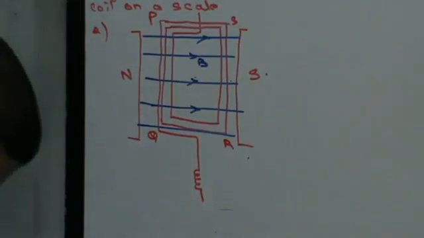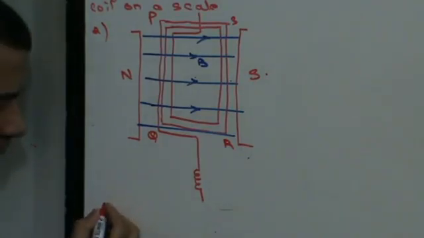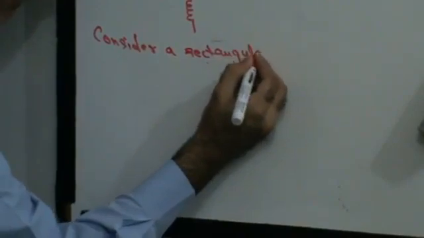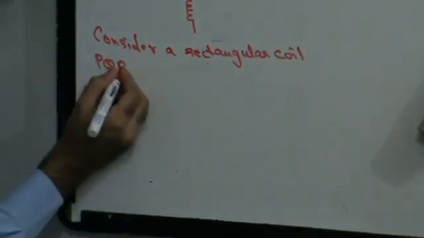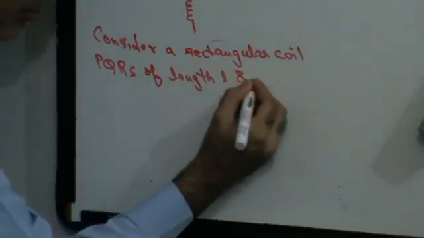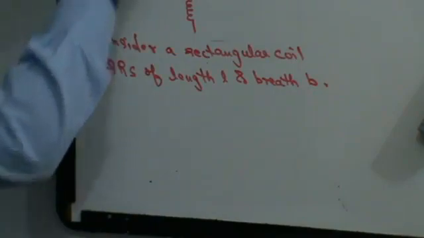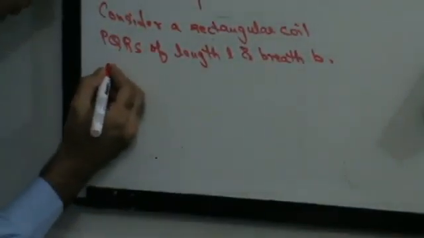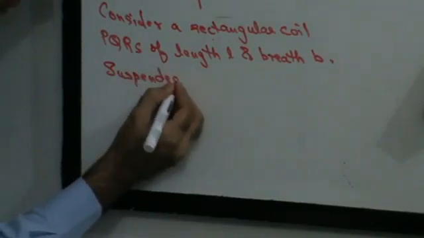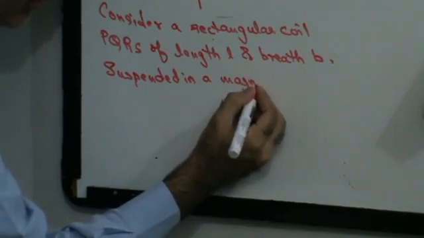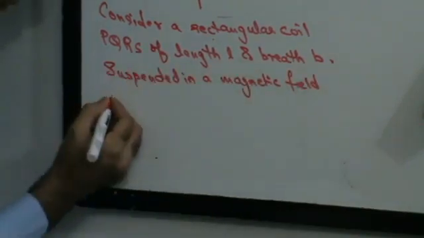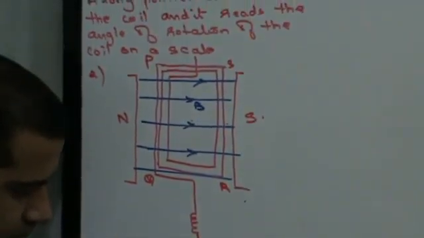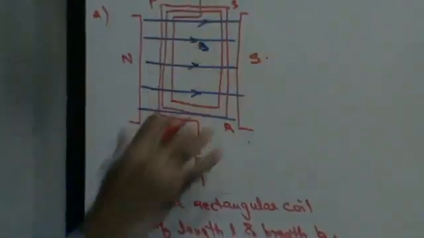Now, let's start. Consider a rectangular coil PQRS of length L and breadth B. L is the length of the coil, B is the breadth of the coil, suspended in a magnetic field of induction B. So that's your basic construction.